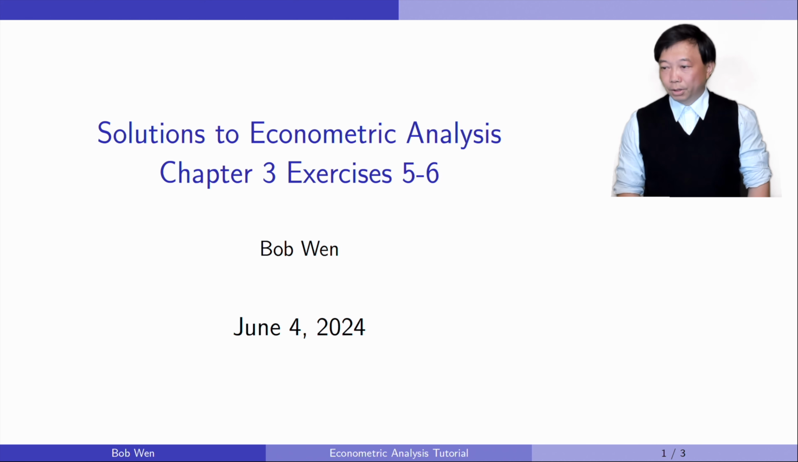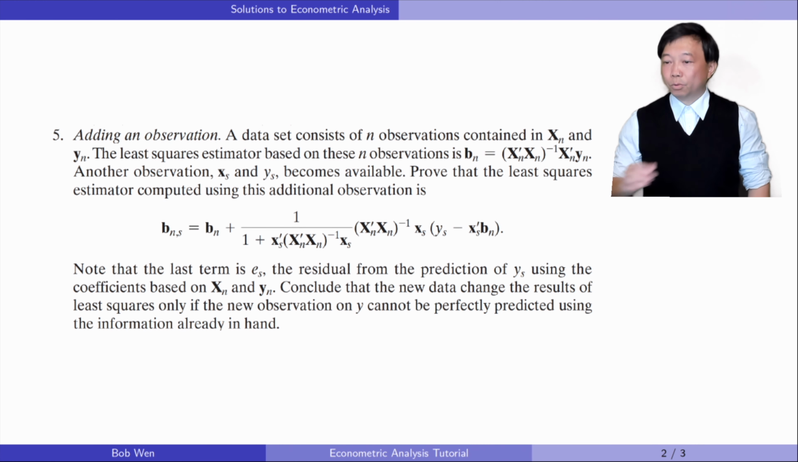Today, we will continue solving the exercises at the end of Chapter 3 of Least Squares Regression. Let's find the answer to Exercise 5. It's about adding an observation to the dataset. Suppose we already have n observations. Now, an additional observation, xs and ys, becomes available. We need to show the expression for the new least squares estimator with the additional observation.